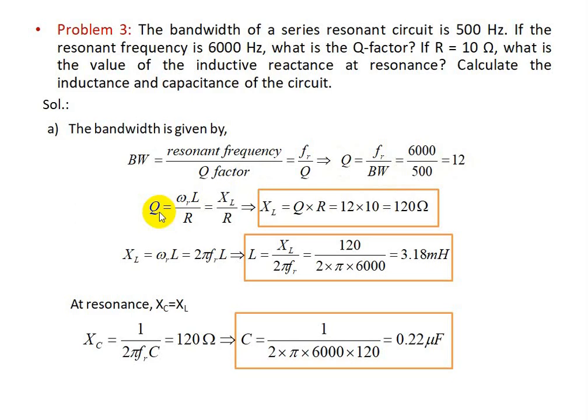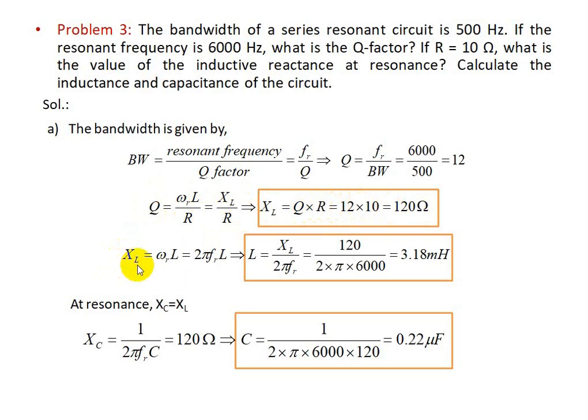Then you also know that quality factor is omega R L by R. Omega R L is nothing but XL, that is the inductive reactance at resonant frequency. Using this equation, we can find XL. I can write XL as Q into R. Q is known and R is also known. Multiplying Q with R, we get the value as 120 ohms.